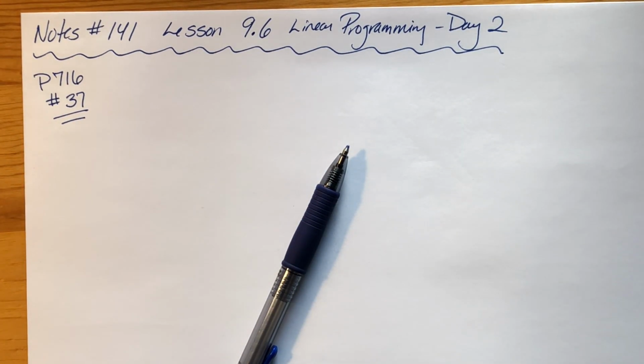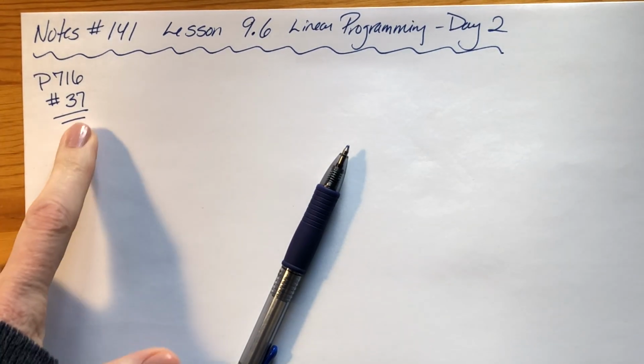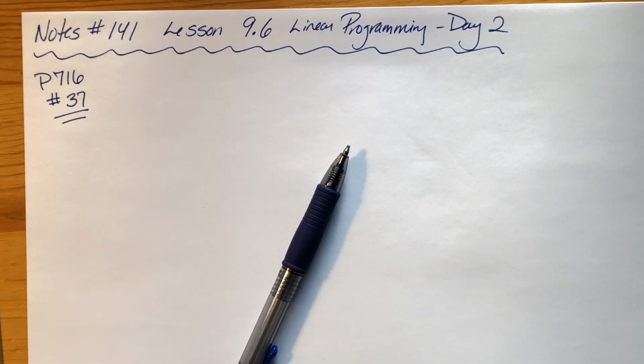We have one problem to work on today. I'm going to help you set up problem number 37 in your textbook on page 716. So if you don't have your book, pause your video, run and go get your book. Take a look at the problem, read it out loud with me as we go. Okay, and then we're going to set up the constraints.